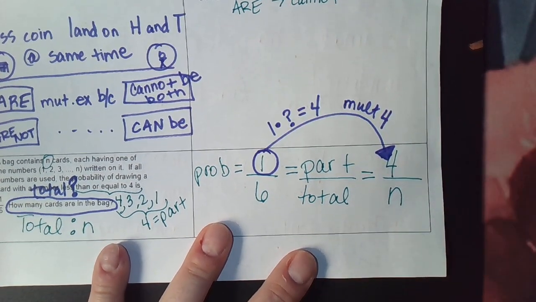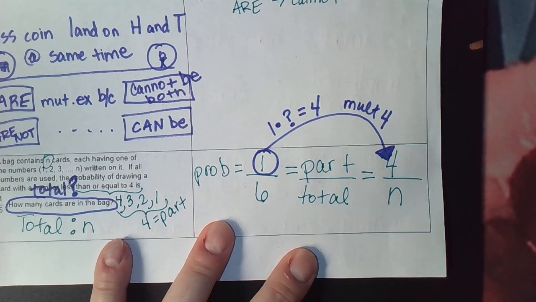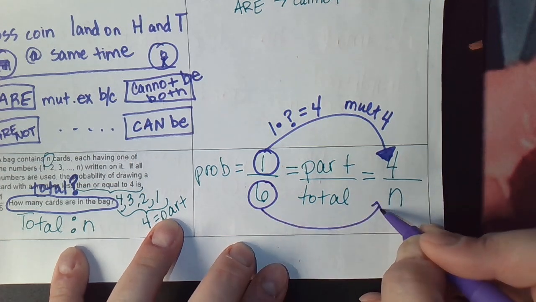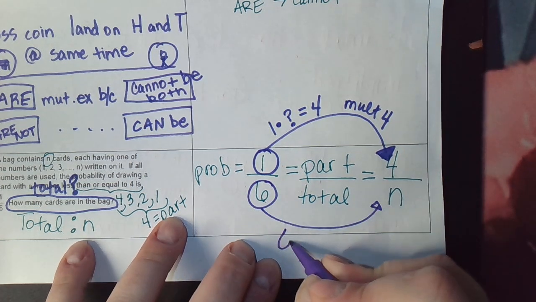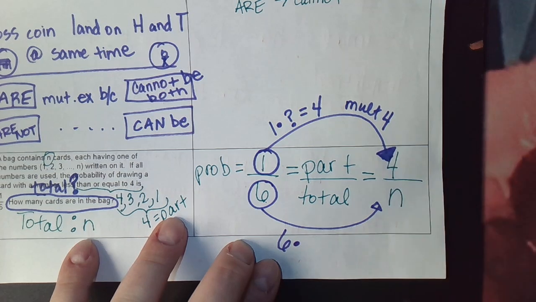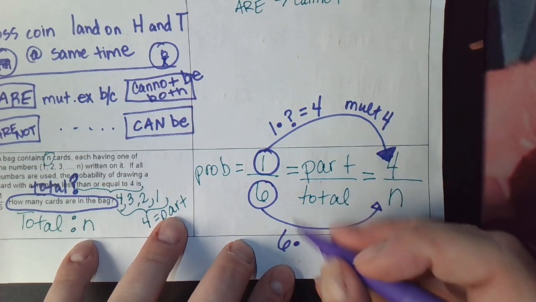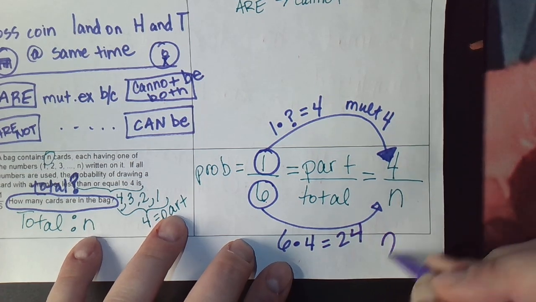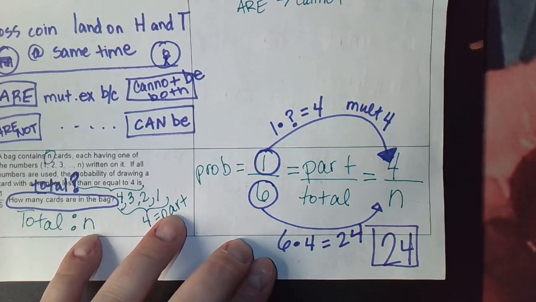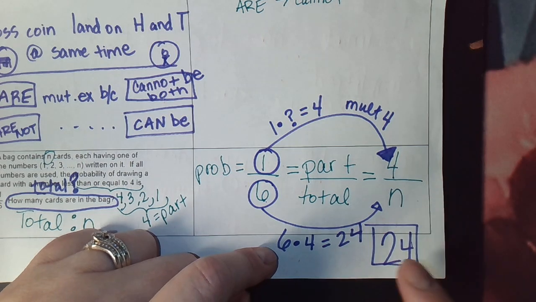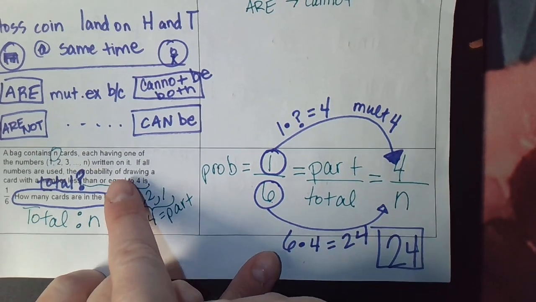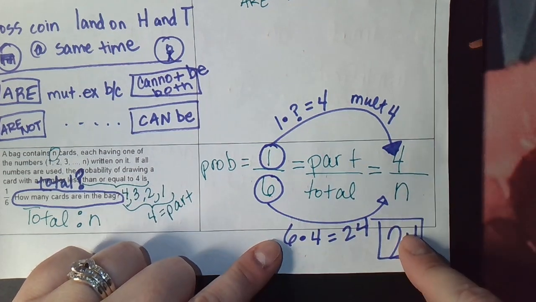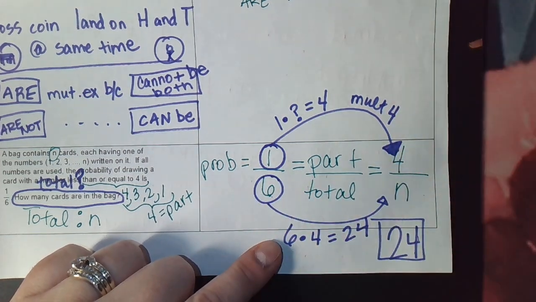Okay, so now let's do the same pattern. They want to know what N is. So 6, that's already there, times whatever we had to multiply by to get this 4, which is 4, is 24. And that's what N is. So this is saying that there are 24 cards in the bag. And then there were 4 cards that were less than or equal to 4. And 4 over 24 reduces to 1 over 6. Yay!